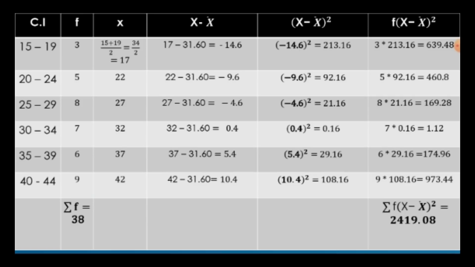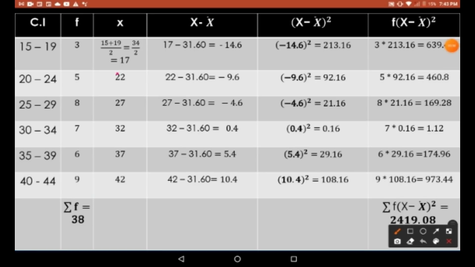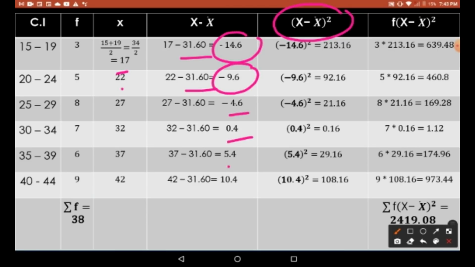This one, the first column is class interval, frequency, midpoint. Mean should be subtracted from each and every midpoint. Means 17 minus 31.60, 22 minus 31.60 and so on. In this column, we take the square of these observations. And this is the answer of square. These values of x minus x bar whole square are multiplied with the corresponding frequencies.